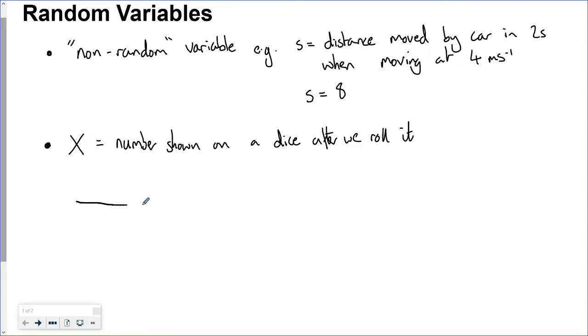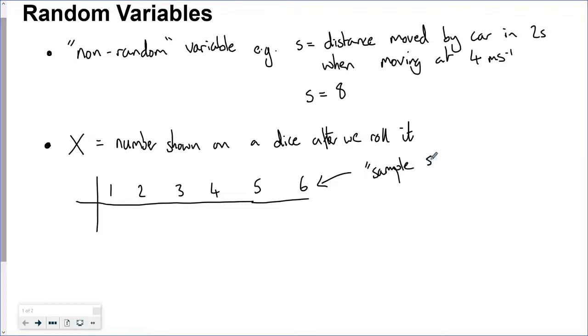Well, what we can write down though, is the possible values that capital X could take. So we know that when we roll the dice, X could either be 1, 2, 3, 4, 5, or 6. These numbers, the possible outcomes of our random variable, are called the sample space of the random variable. Another term that you'll see if you research this topic outside the A-level is the support of X. But we're going to use the word sample space.